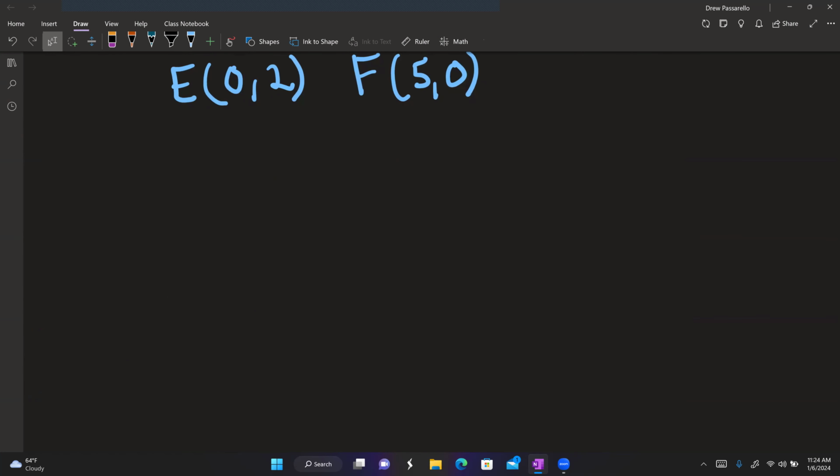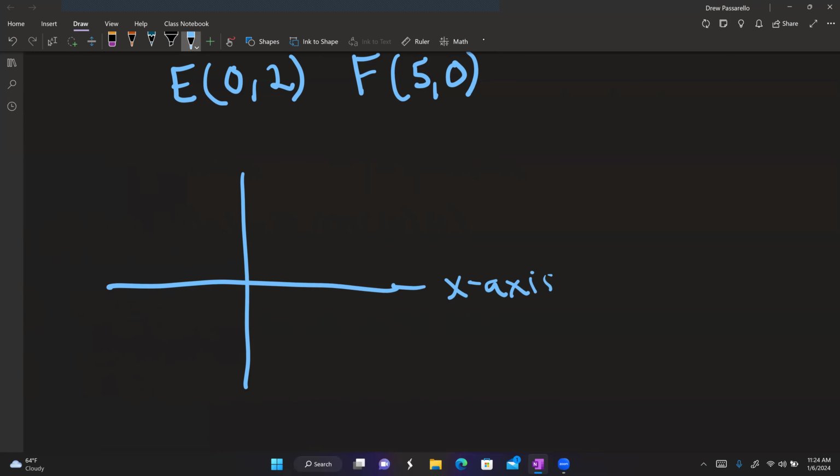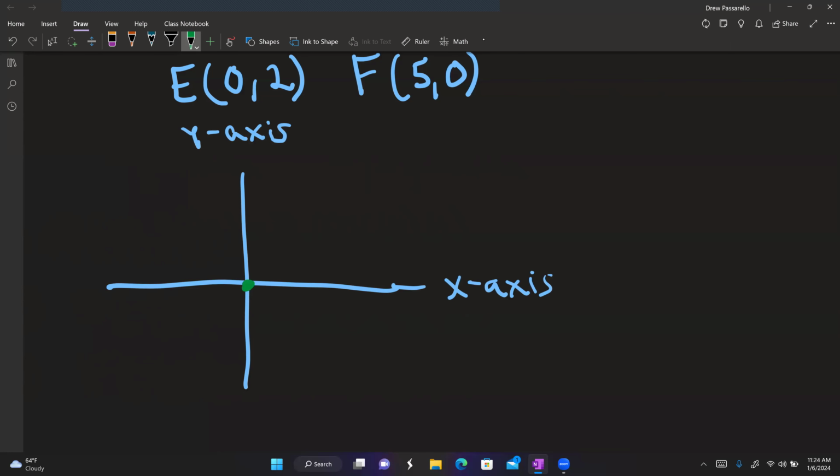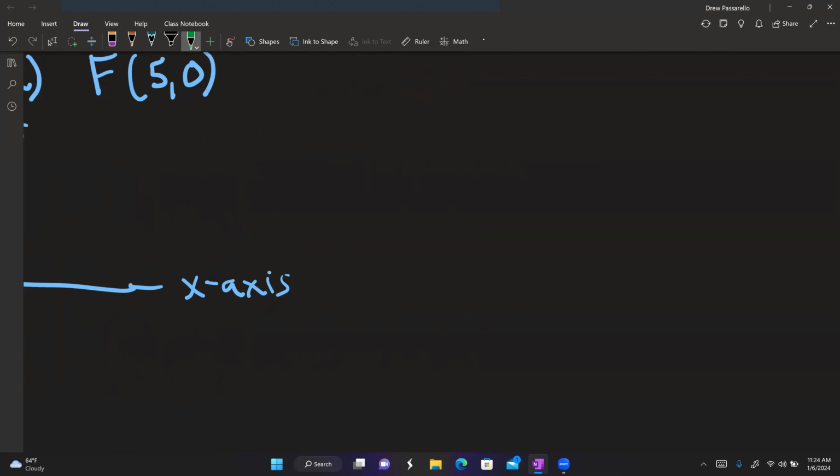So what I need to do first is create a coordinate system. And let's say that's my coordinate system. Now the horizontal axis is called the x-axis. And the vertical axis is called the y-axis. At the center of the coordinate system, maybe I'll put that in a different color. Let's say green. So the center of the coordinate system right here, that is called the origin. So I'll write that.